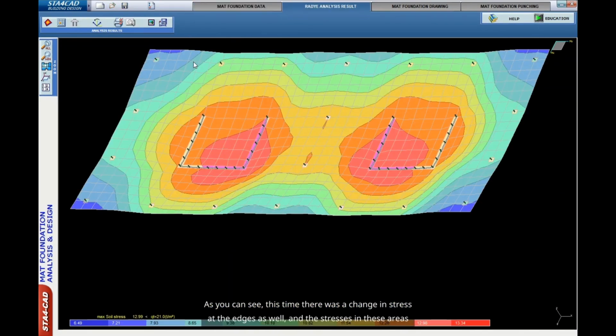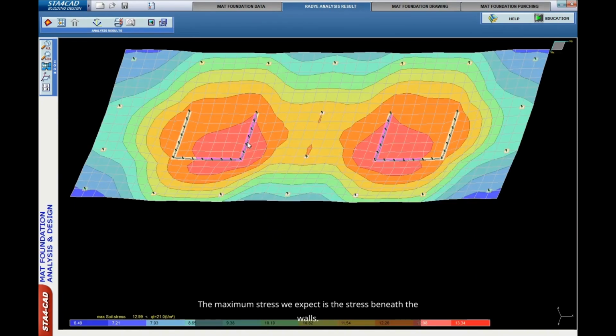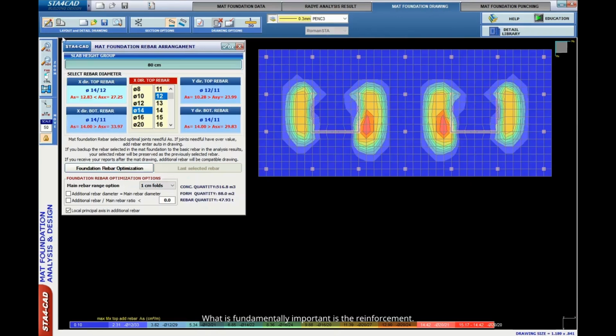As you can see, this time there was a change in stress at the edges as well, and the stresses in these areas also changed. In this case, following the stress lines would be the most accurate solution for you. The maximum stress we expect is the stress beneath the walls. We have had a stress around 12 again. So, what is fundamentally important? What is fundamentally important is the reinforcement.